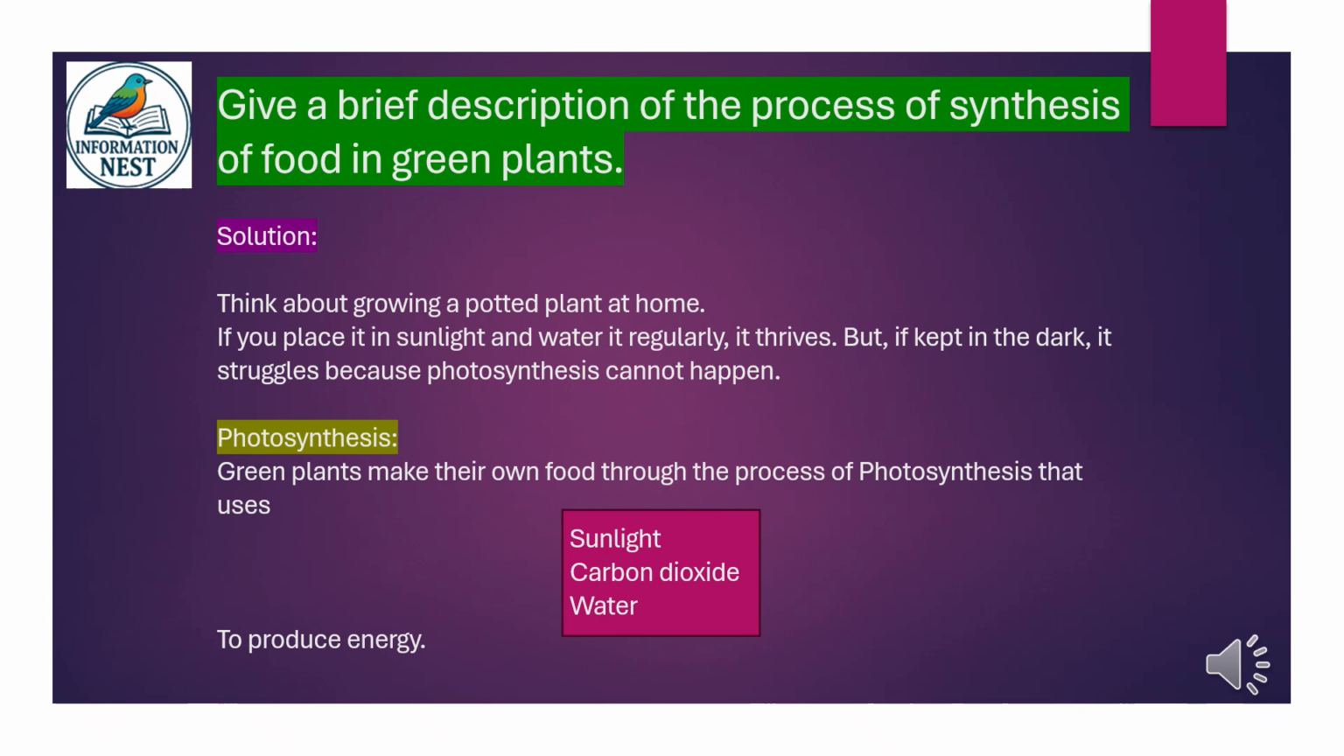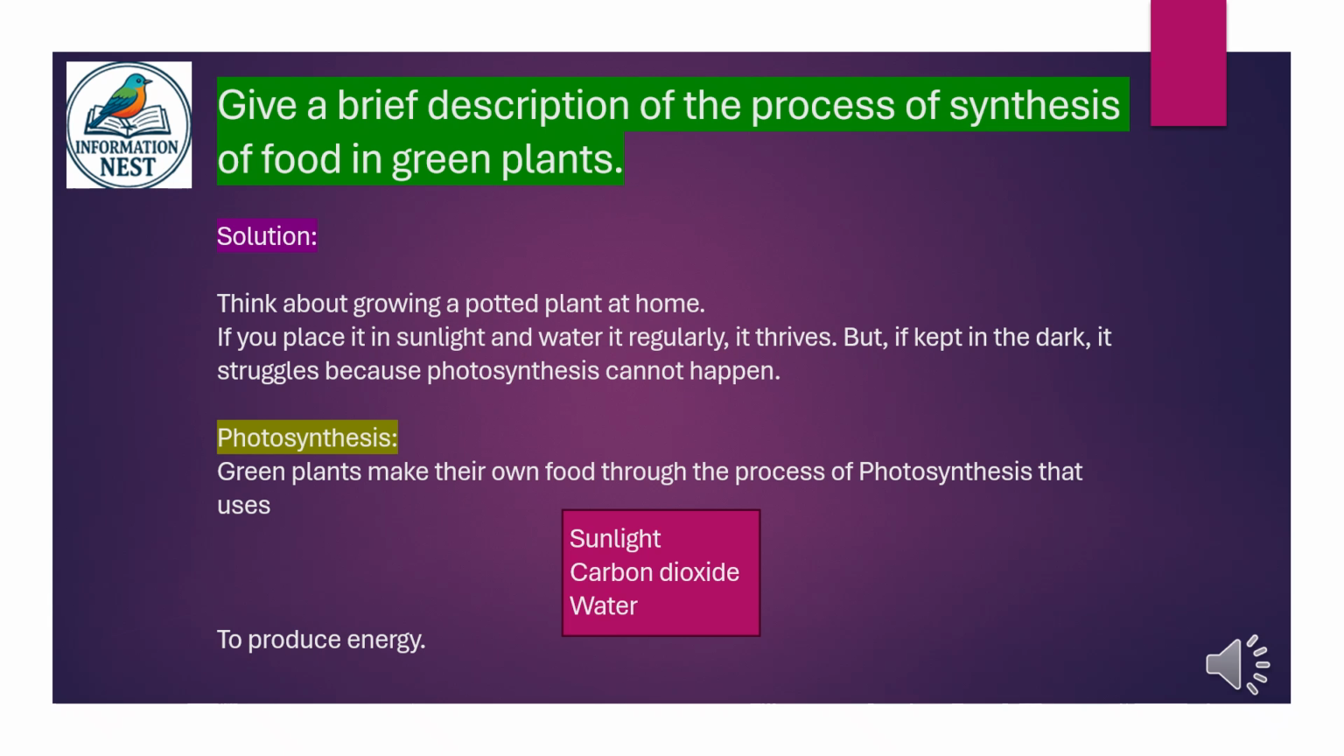And coming to the first slide in nutrition and plants for grade 7, the first important concept is the process of synthesis of food in green plants. As you all know, from grade 6, you have studied the photosynthesis process. So for that, think about an example.